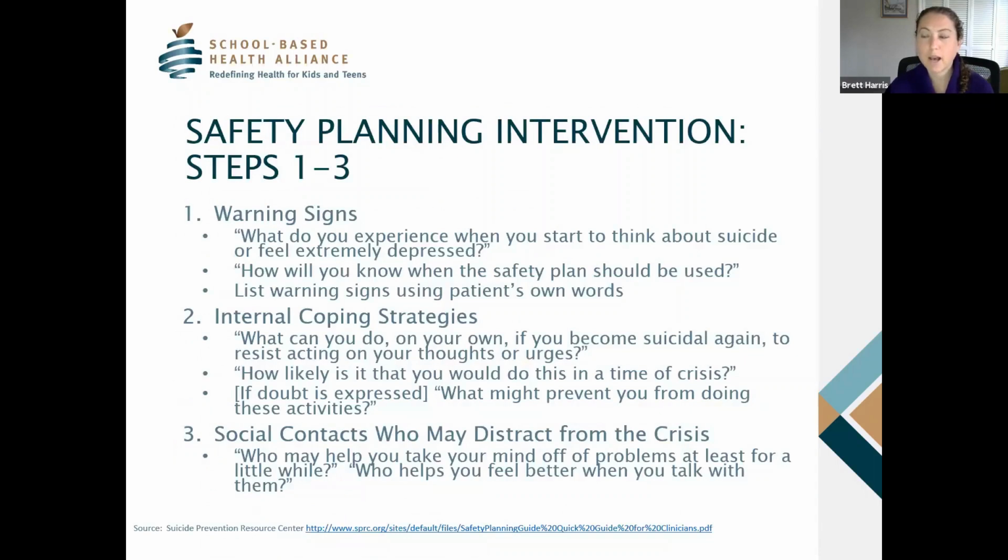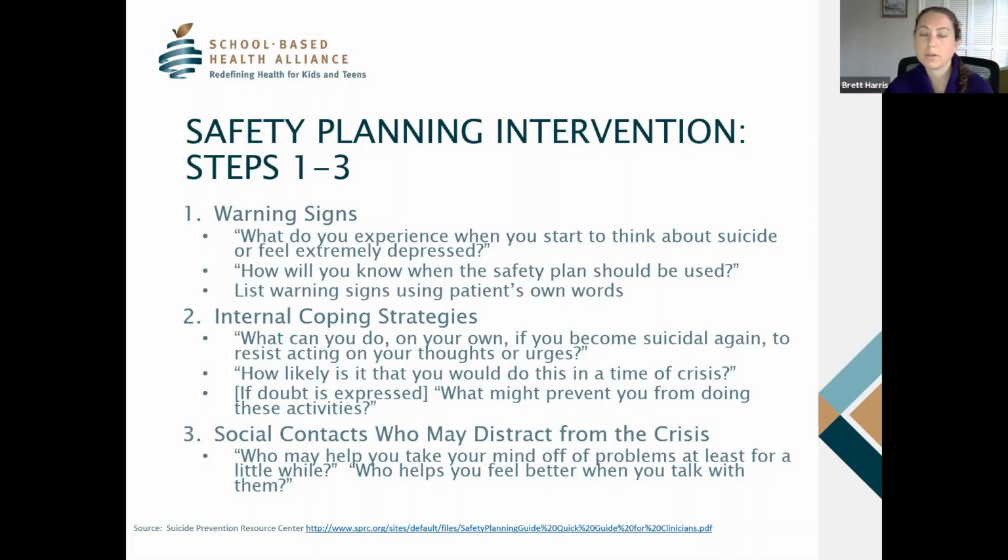So it's on the provider to develop the plan. I just provided a few examples here on the slide of how you would do that. If you wanted to go through step 1, you could ask the patient, what do you experience when you start to think about suicide or feel extremely depressed? How will you know when the safety plan should be used? Then you can start listing the warning signs using the patient's own words.